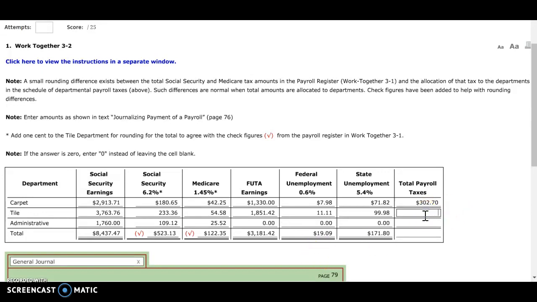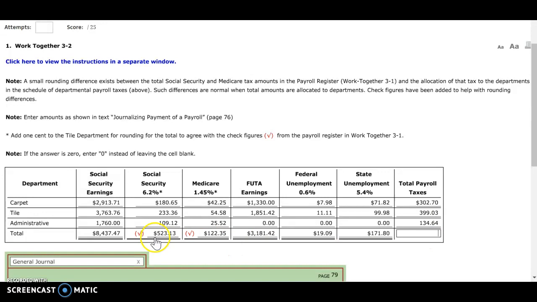Do the same thing for tile. Social Security plus Medicare plus federal unemployment plus state unemployment. Should get $399.03. Administrative, we just have Social Security and Medicare. So 134.64.